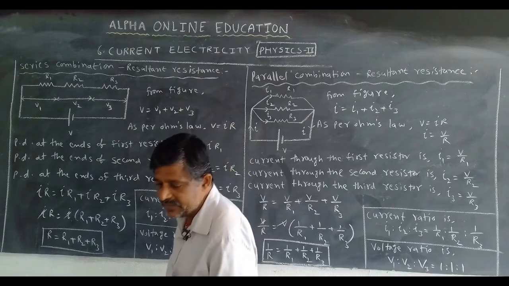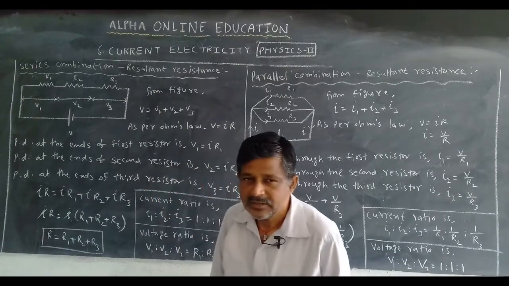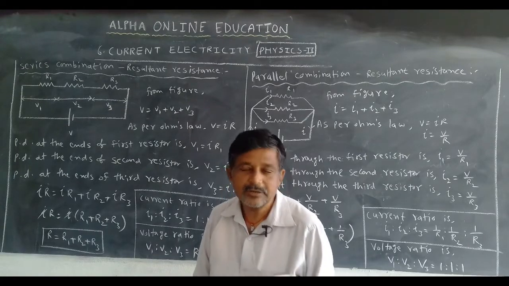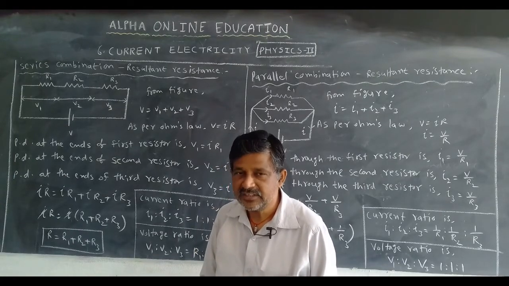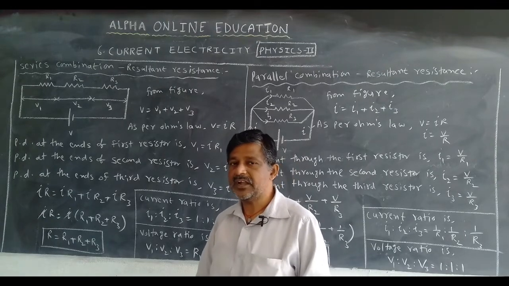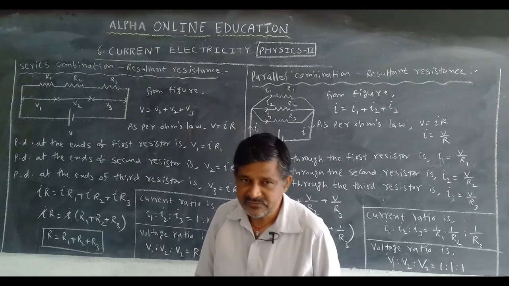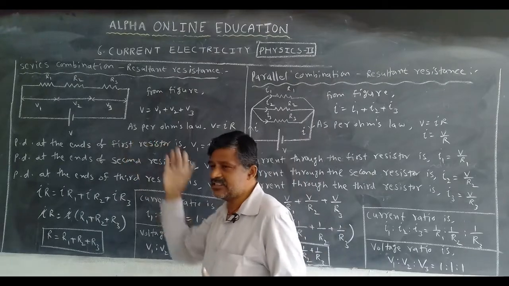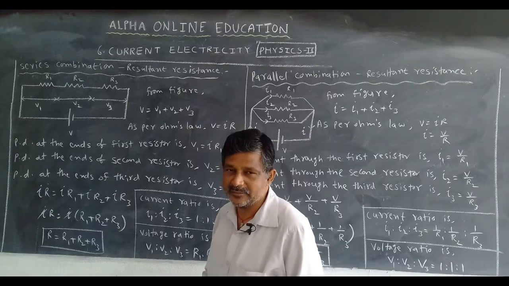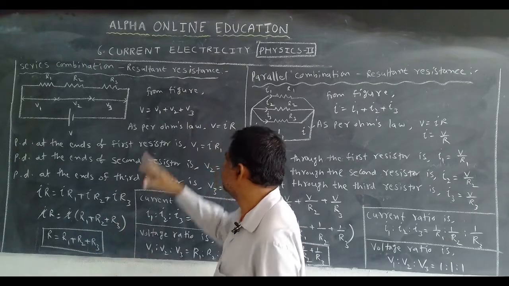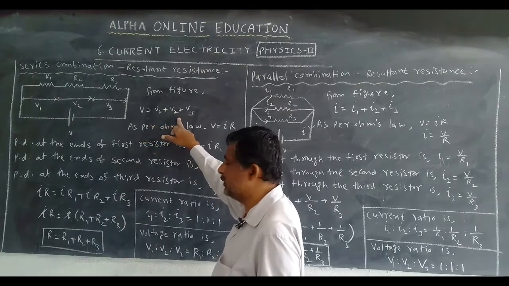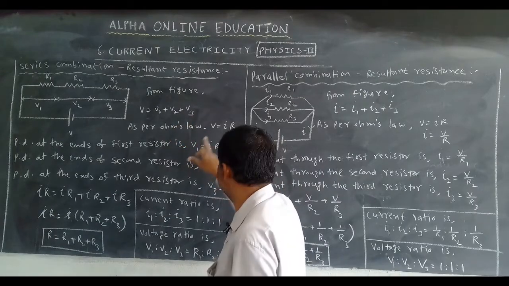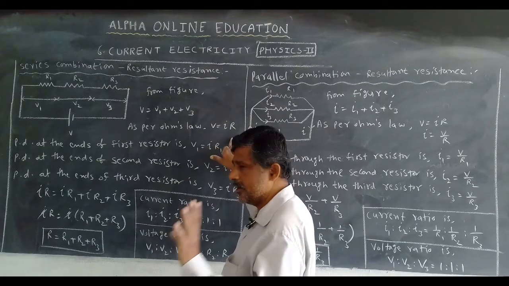V1 is the potential difference between the ends of the first resistor R1. V2 is the potential difference at the ends of the second resistor R2. And V3 is the potential difference at the ends of the third resistor R3. So these three resistors are connected to the one source. That's why V is equal to V1 plus V2 plus V3. We know Ohm's law. What is the mathematical expression for Ohm's law? V is equal to IR.